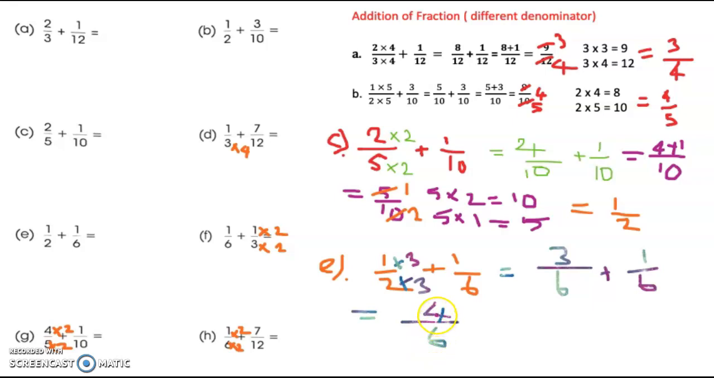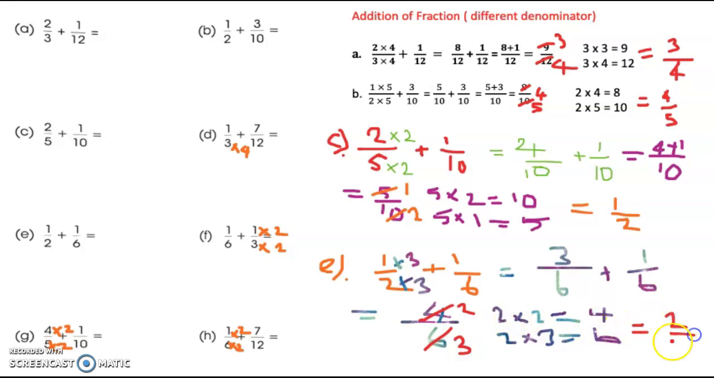Now 6 is not a multiple of 4, but both of them are multiples of 2, because 2 times 2 we get 4, and 2 times 3 we get 6. Therefore we cut 4 and write 2, and we cut 6 and write 3. So our final simplified answer is 2 over 3. Okay, so I hope you understand.